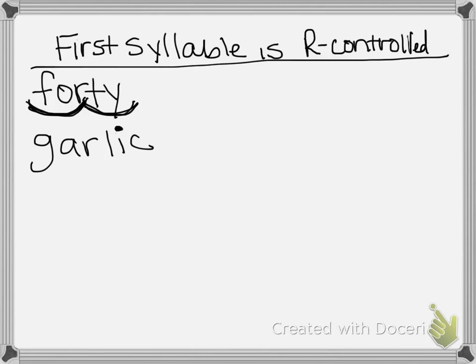Well, if the first syllable is R-controlled, where do you split? After the R. So, first syllable, second syllable. Your first syllable is gar, second syllable is lick. And this is a good review word to talk about how if it's ick at the end of the word, it's spelled I-C. So, just a little reminder there. Okay, next one.